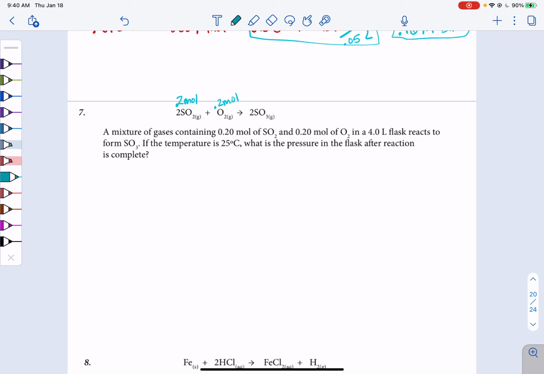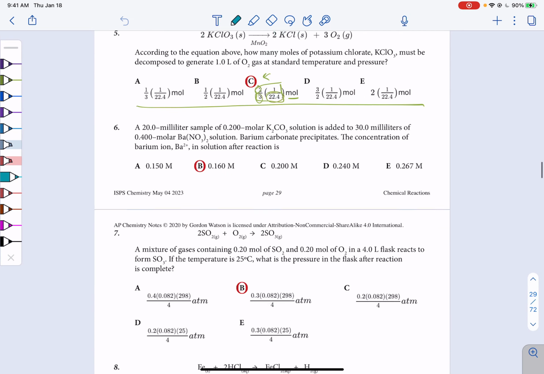In a 4-liter flask reacts to form SO3. If the temperature is 25 degrees, what is the pressure of the flask after the reaction is complete? So since it is complete, that means that all of that is transferred over to the SO3. So this is kind of a multi-step one here because we need to figure out the moles to get the pressure because we know that it's PV equals nRT.